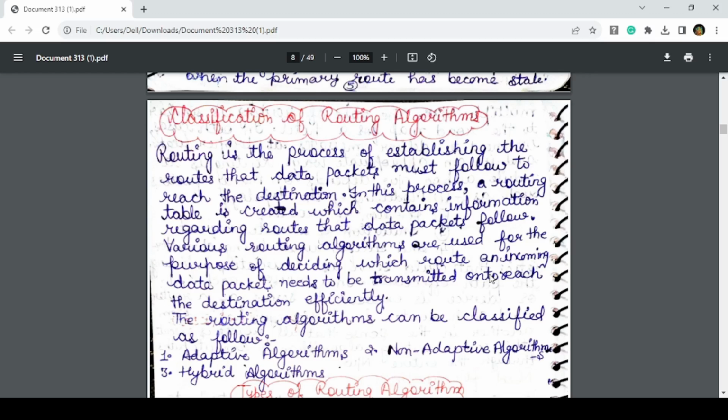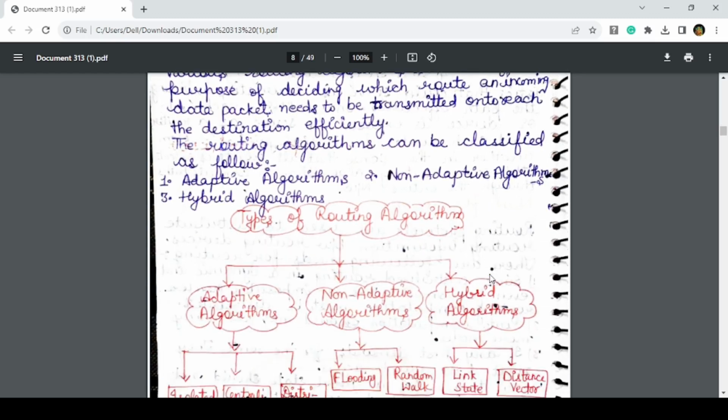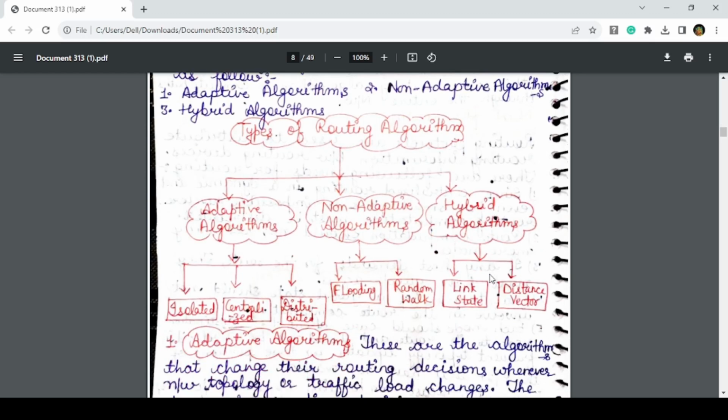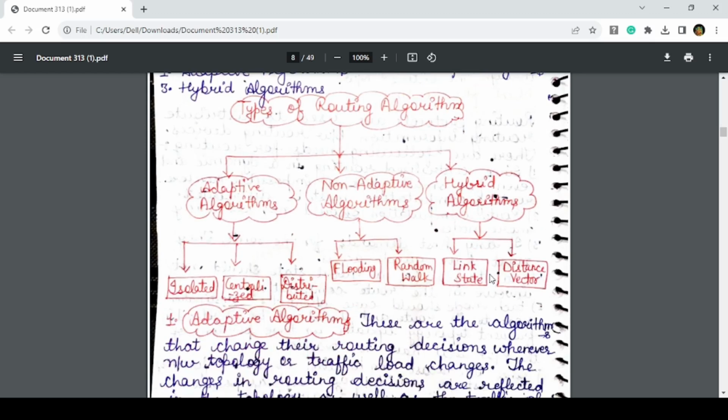Number 1, adaptive algorithms. You can use non-adaptive algorithms. You can use hybrid algorithms. But what are the differences between adaptive, non-adaptive and hybrid algorithms? Now I am going to discuss these algorithms. These are the types of routing algorithm. Number 1, adaptive algorithm, which is further divided into 3 parts: isolated, centralized, distributed. Non-adaptive algorithm is further divided into two parts, flooding and random walk. Hybrid algorithm is further divided into two parts, link state and distance vector.